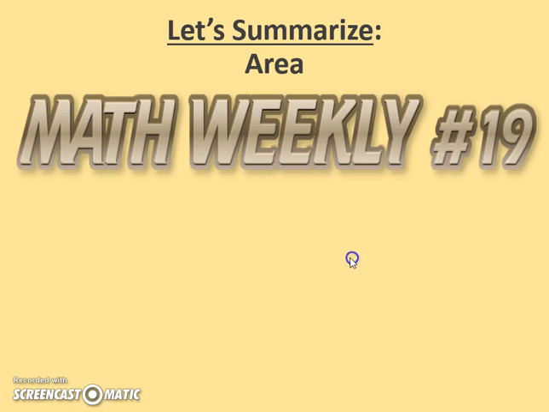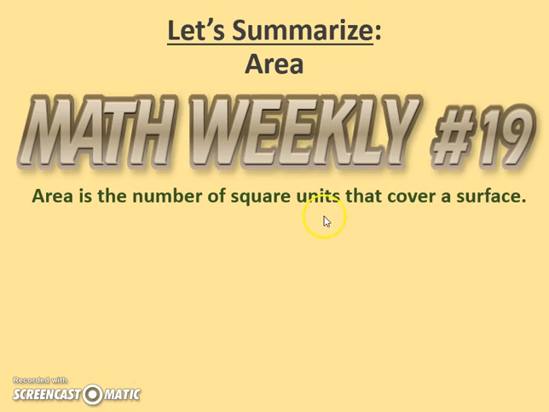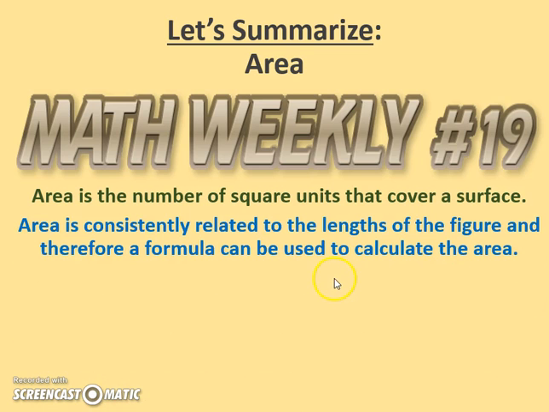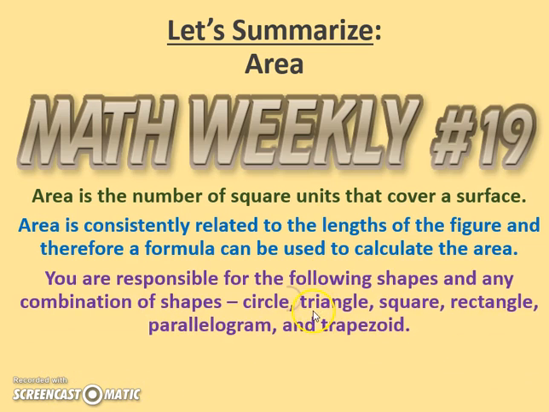So let's summarize what we've learned about area in Math Weekly 19. Area is the number of square units that cover a surface. Area is consistently related to the lengths of the figure, and therefore a formula can be used to calculate the area. You are responsible for the following shapes and any combination of shapes: circle, triangle, square, rectangle, parallelogram, and trapezoid.